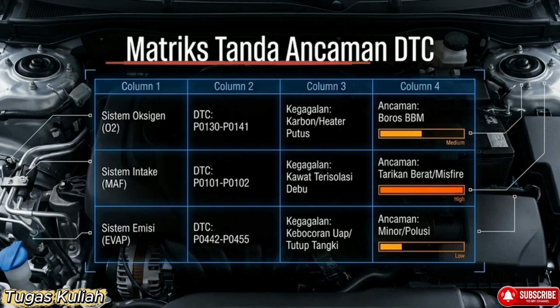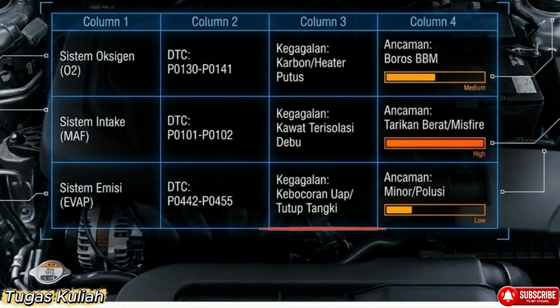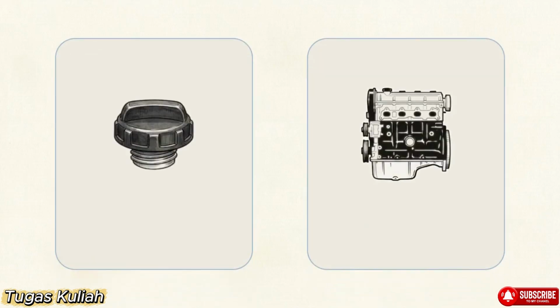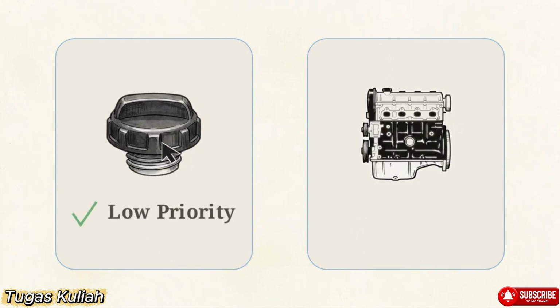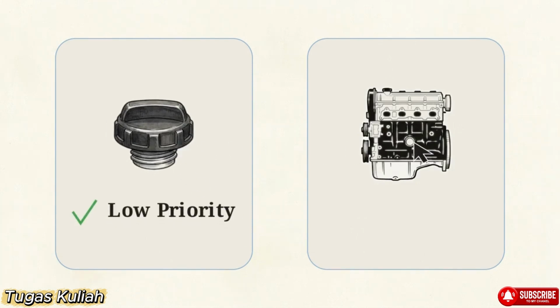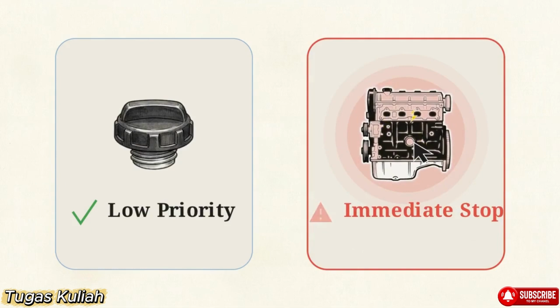A loose cap breaks the vacuum seal in the fuel tank. The EVAP system detects the loss of pressure and throws a P0442 or P0455 vapor leak code. As the matrix shows, this is a minor pollution issue with a very low threat to the engine itself. Knowing how to classify that specific threat level prevents a mechanic from overreacting to a loose piece of plastic, while ensuring they catch a severe misfire before it cascades.